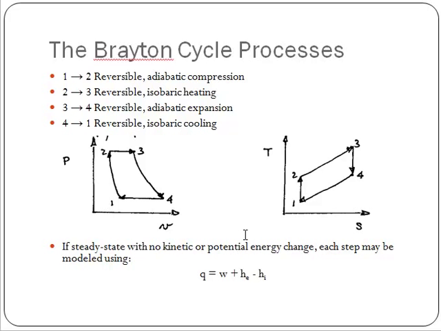If I have no change in kinetic or potential energy, then I can use my form of the first law, this very simple form. Q is W plus HE minus HI to analyze each one of my steps. So in this one where I have no heat transfer, adiabatic, then I'm going to have W is HI minus HE. If I have heating without work, then Q is HE minus HI, and so forth. So the analysis is going to feel very similar to what we had with the Rankine cycle, just losing that phase change. So looking at properties will be different.